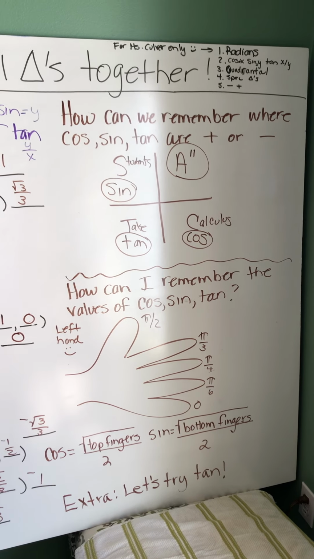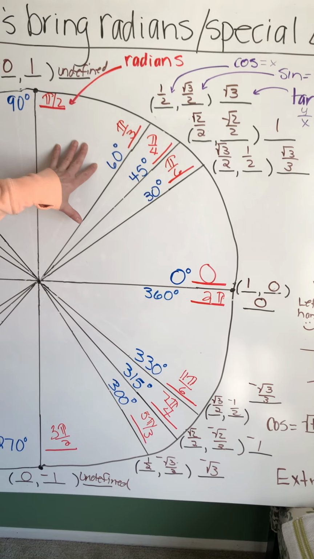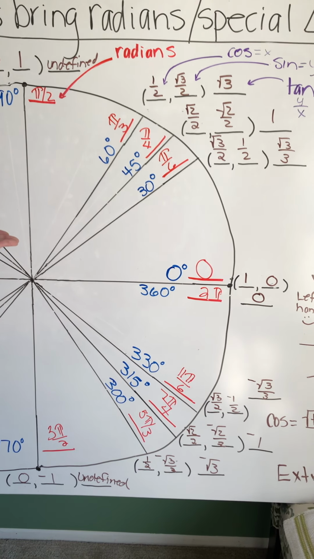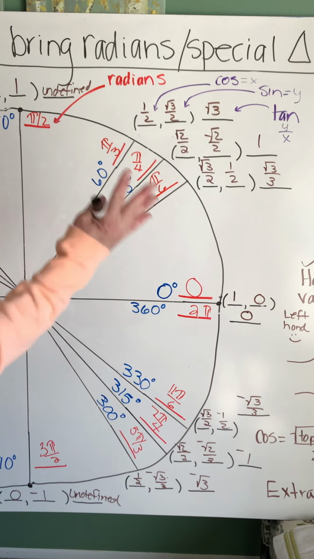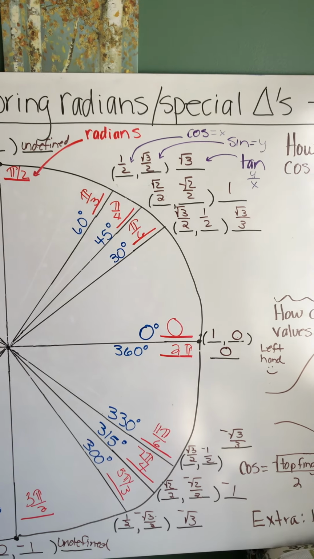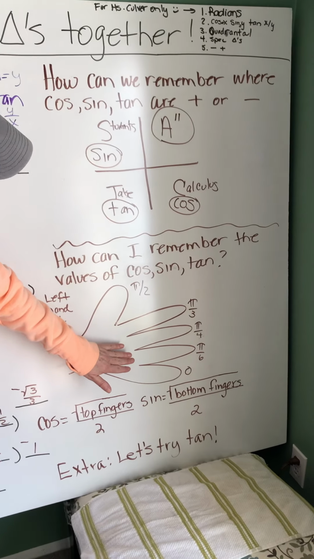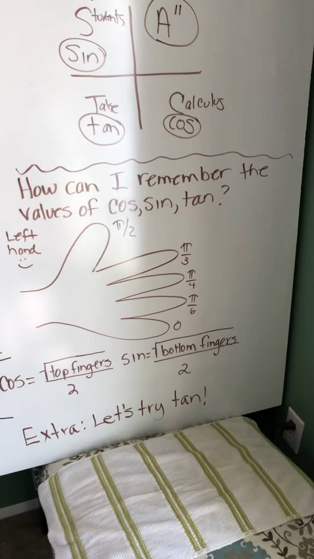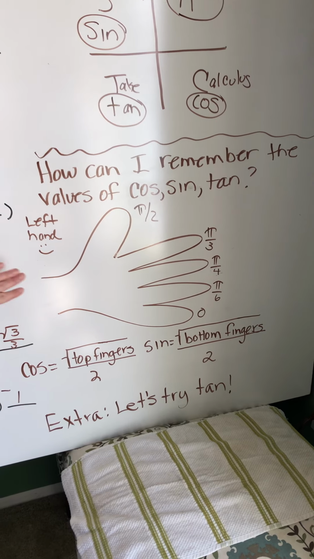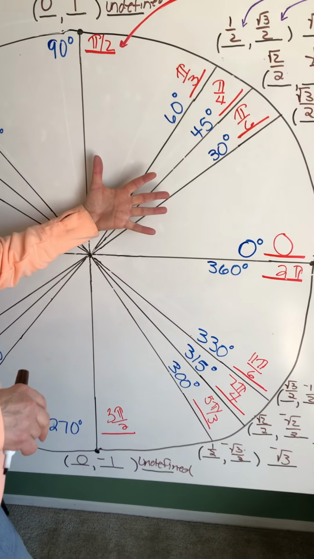Now, what about the values in the first quadrant? If you notice, for cosine, sine, and tangent, we really only need the values in the first quadrant to know all the other values because they repeat. We just need to know if they're positive or negative, right? So how do we remember the values of cosine, sine, and tangent in the first quadrant? Here's what we do. We take our left hand. Our left hand, oh my gosh, it's the first quadrant.